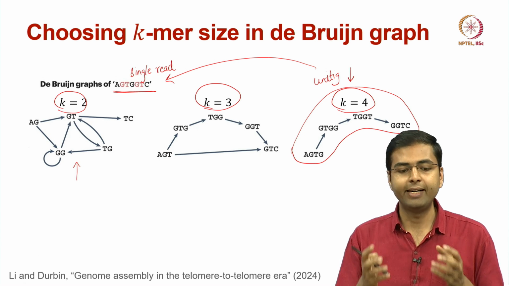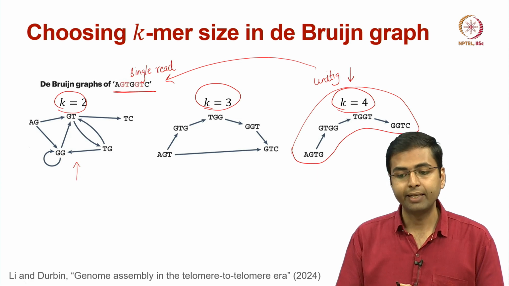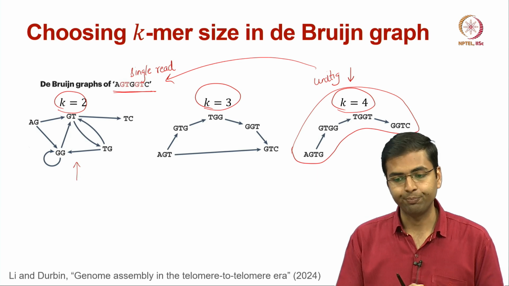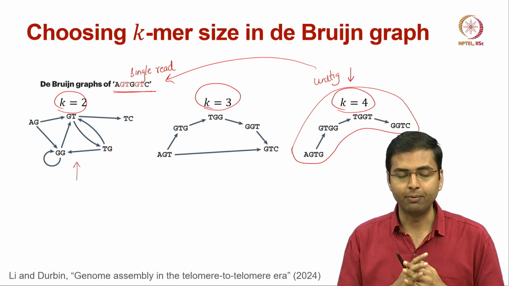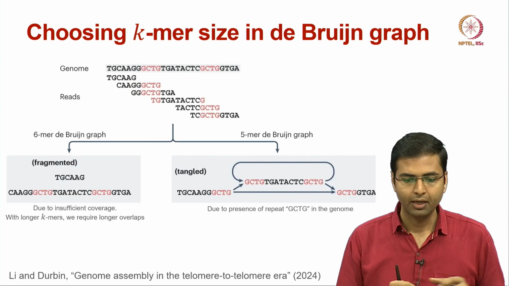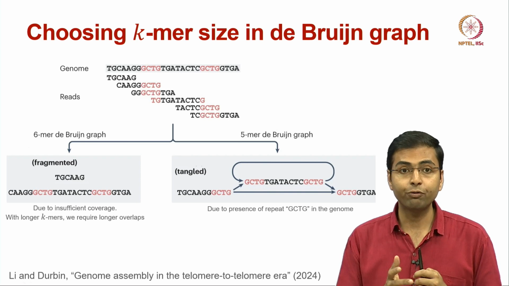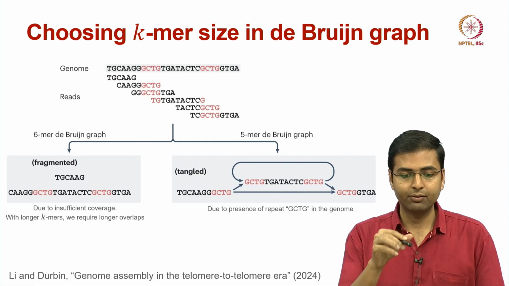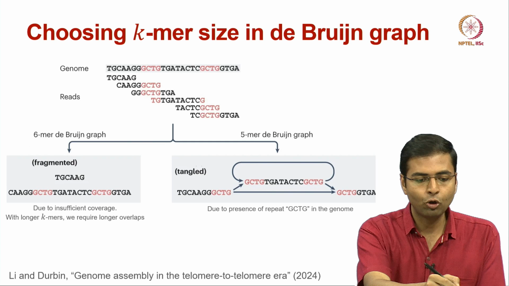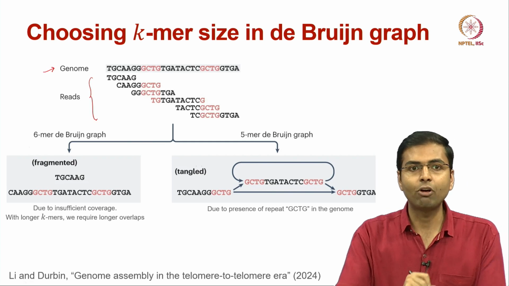Typically the data sets won't be as simple as this. We will be working with millions of reads, and there we would like to pick a good value of k so that we can get as high quality a genome assembly as possible. Now, choosing an appropriate value of k is not easy, and I am illustrating this using this particular example. So you have again a genome sequence, and let us say you have a few reads sampled from this genome sequence.